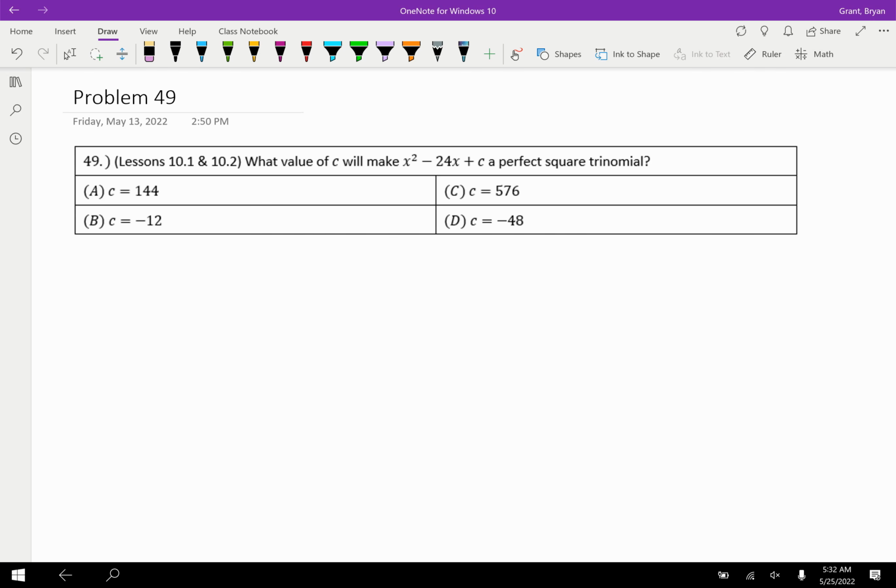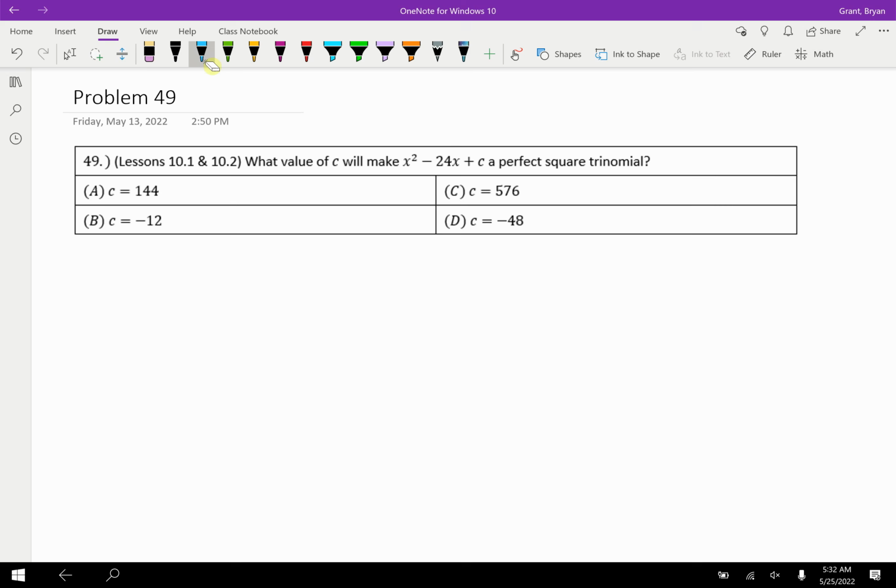We're looking at problem 49, which comes from lessons 10.1 and more specifically 10.2. We are asked what value of c will make x squared minus 24x plus c a perfect square trinomial. Now, in order to understand what a perfect square trinomial is, I'm going to show you in three different ways: first with algebra tiles, second with a box, and third with a formula.